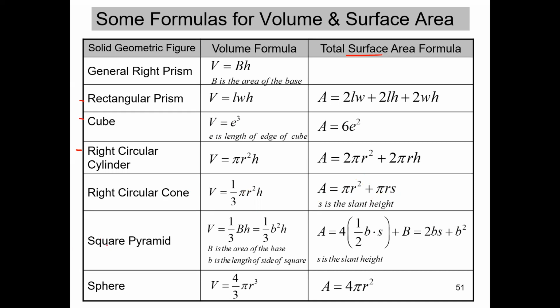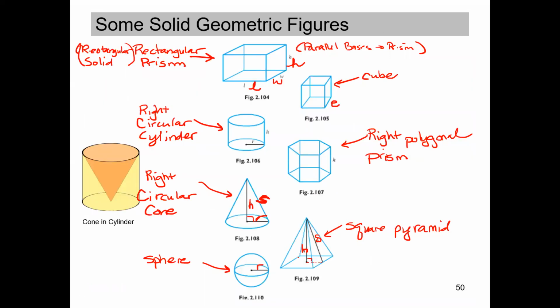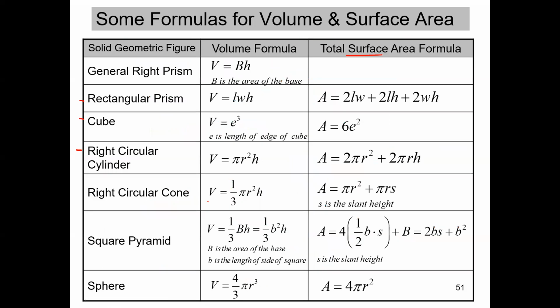Square pyramid. So square pyramid right here, where we have a square base, but it's a pyramid coming up. So we have the formula to be a third of the big B times H. So this is going to be a third of what we would say maybe the right prism, the rectangular prism that would be corresponding.